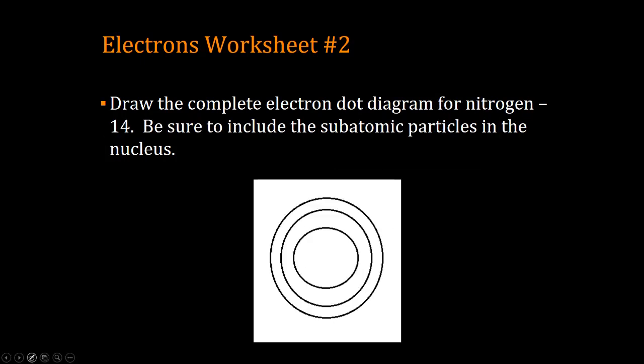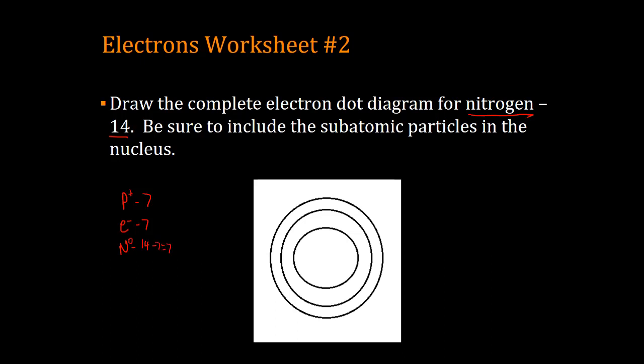Let's look at maybe a little bit more complicated example. So draw the complete electron dot diagram for nitrogen 14. In order to do this, I have to have a periodic table. I look up nitrogen on the periodic table. I see that it is element number 7, so it has 7 protons. Because it has 7 protons and every proton attracts an electron, it will also have 7 electrons. And then the neutrons I get by taking the mass number 14 and subtracting out the protons 7, and I end up with 7 neutrons.